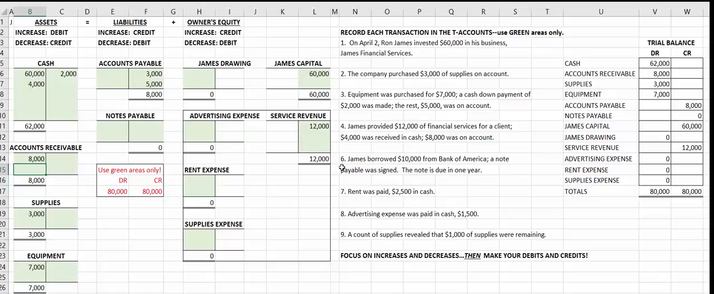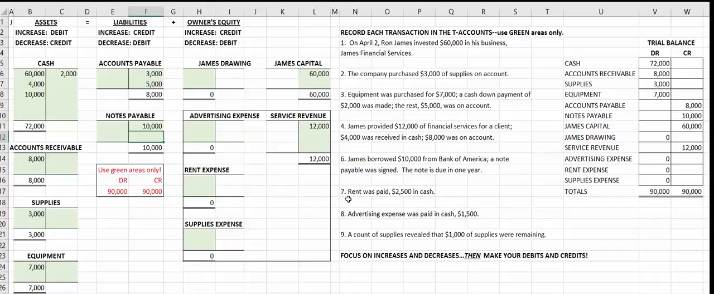Transaction 6, James borrowed $10,000 from Bank of America. Cash is going up $10,000. And notes payable going up by $10,000. So an increase in an asset, increase in a liability.